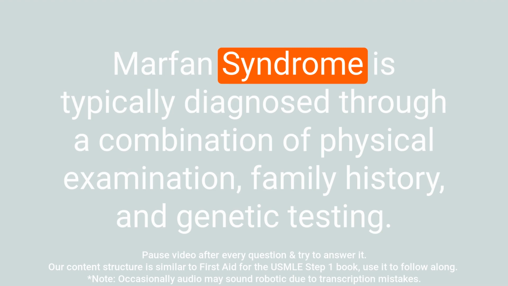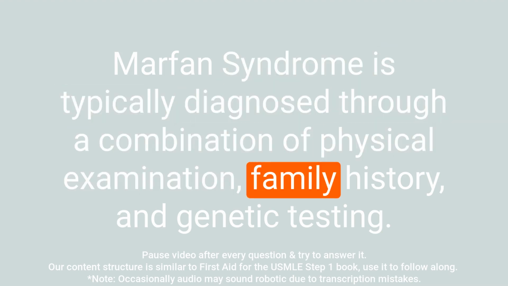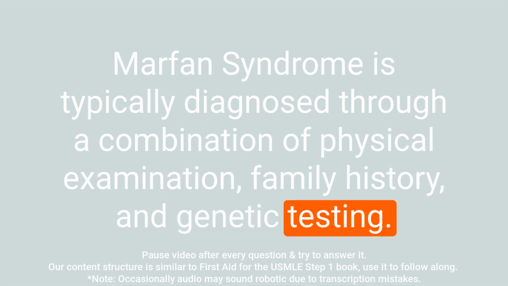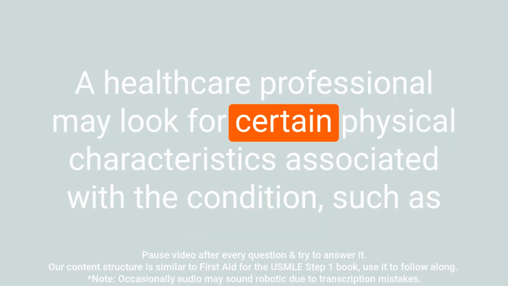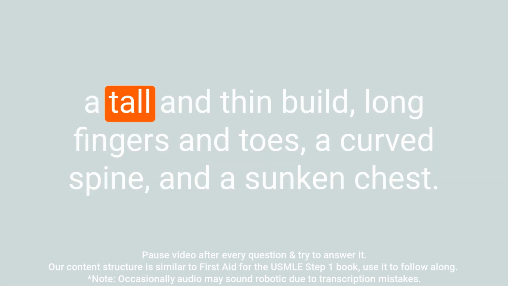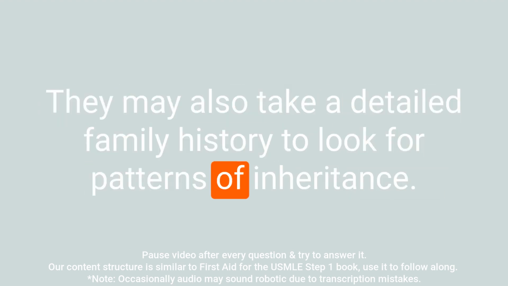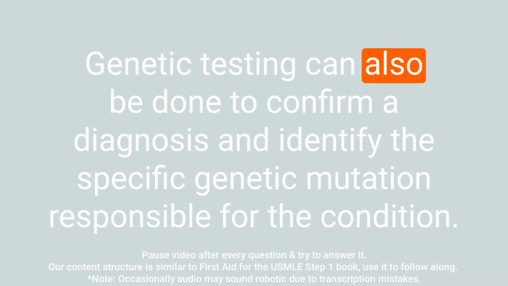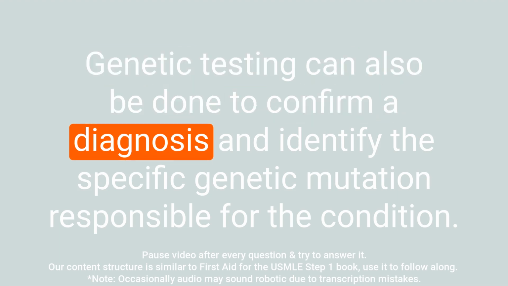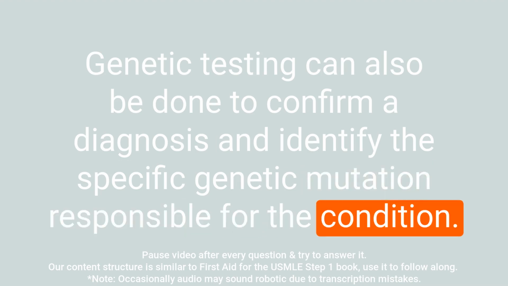Question: how is Marfan syndrome diagnosed? Answer: Marfan syndrome is typically diagnosed through a combination of physical examination, family history, and genetic testing. A healthcare professional may look for certain physical characteristics associated with the condition, such as a tall and thin build, long fingers and toes, a curved spine, and a sunken chest. They may also take a detailed family history to look for patterns of inheritance. Genetic testing can also be done to confirm a diagnosis and identify the specific genetic mutation responsible for the condition.